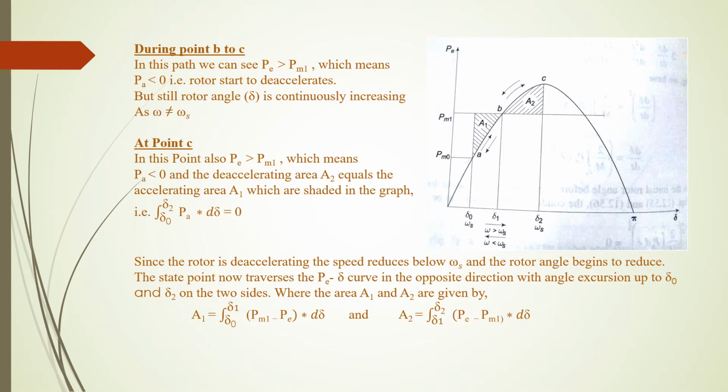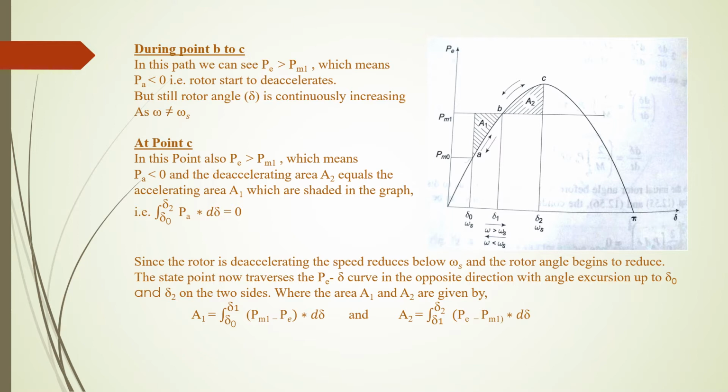Now at point C, PE is greater than PM1, which means PA is still less than 0, and the decelerating area A2 equals the accelerating area A1, which are shaded in the graph. And at this point d del dt, omega minus omega s, equals 0, which means the rotor angle will not further increase or decrease.